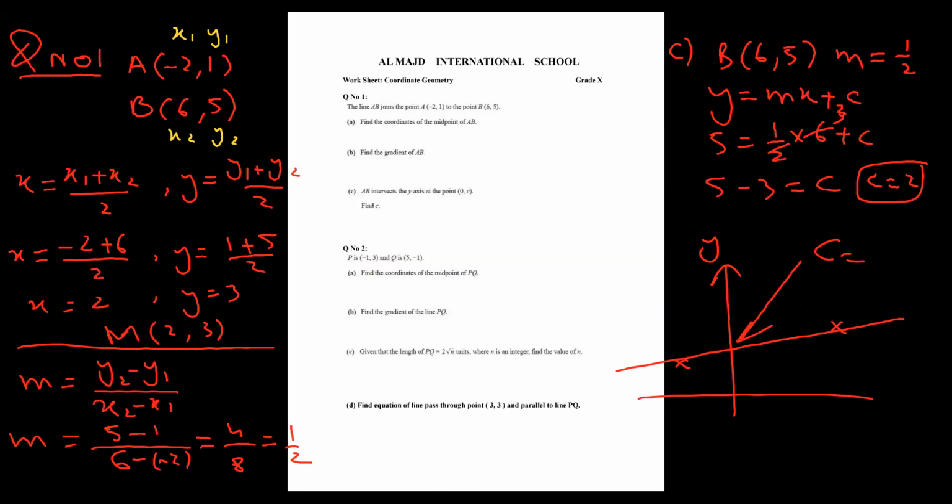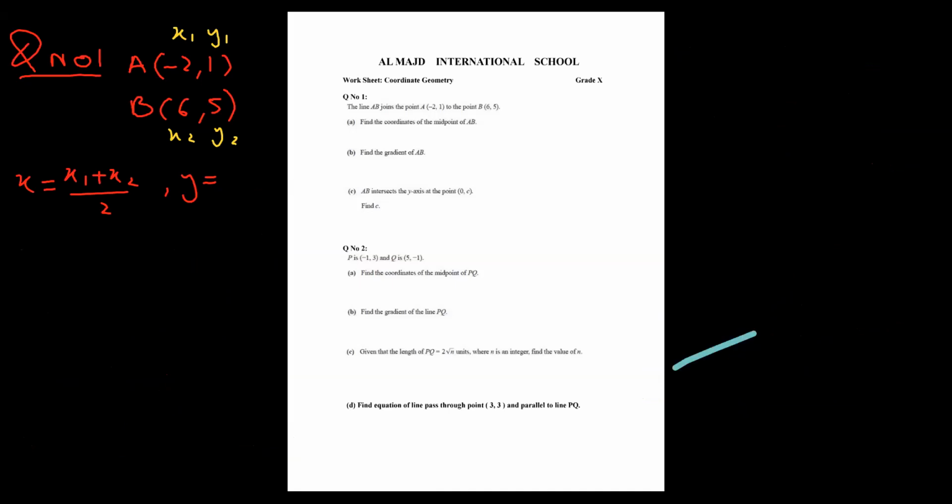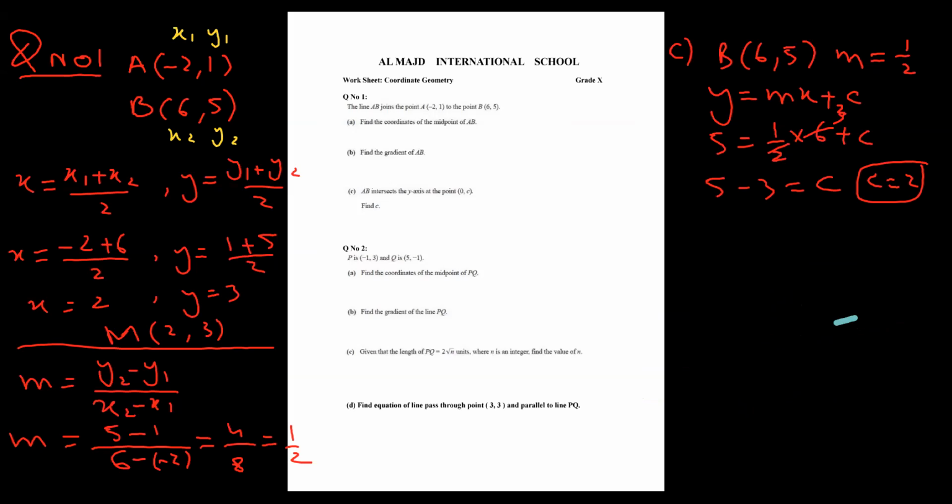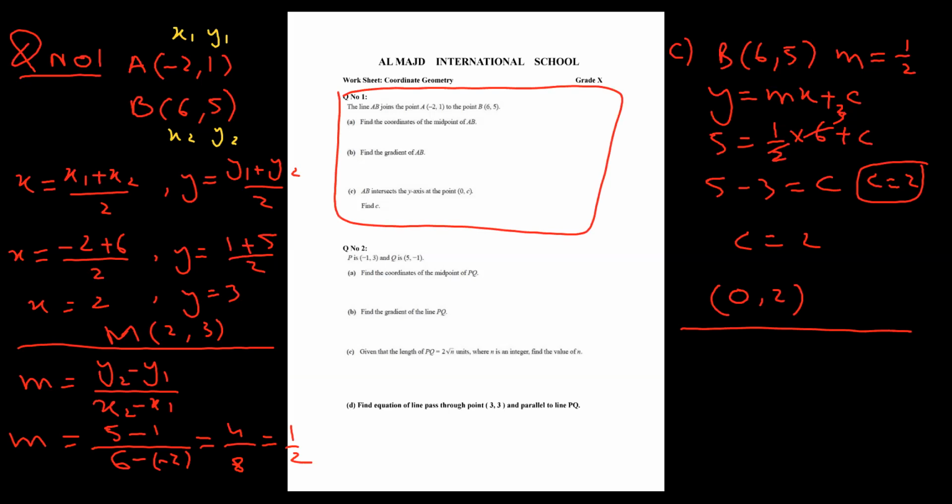But he's asking us to give the coordinate form. And you know, on the y-axis, x is always 0. So at this point, x is 0. So I can write the direct answer. C is 2, so x is 0, y is 2, our coordinates. So question number 1 is completely finished. And let's go for question number 2.